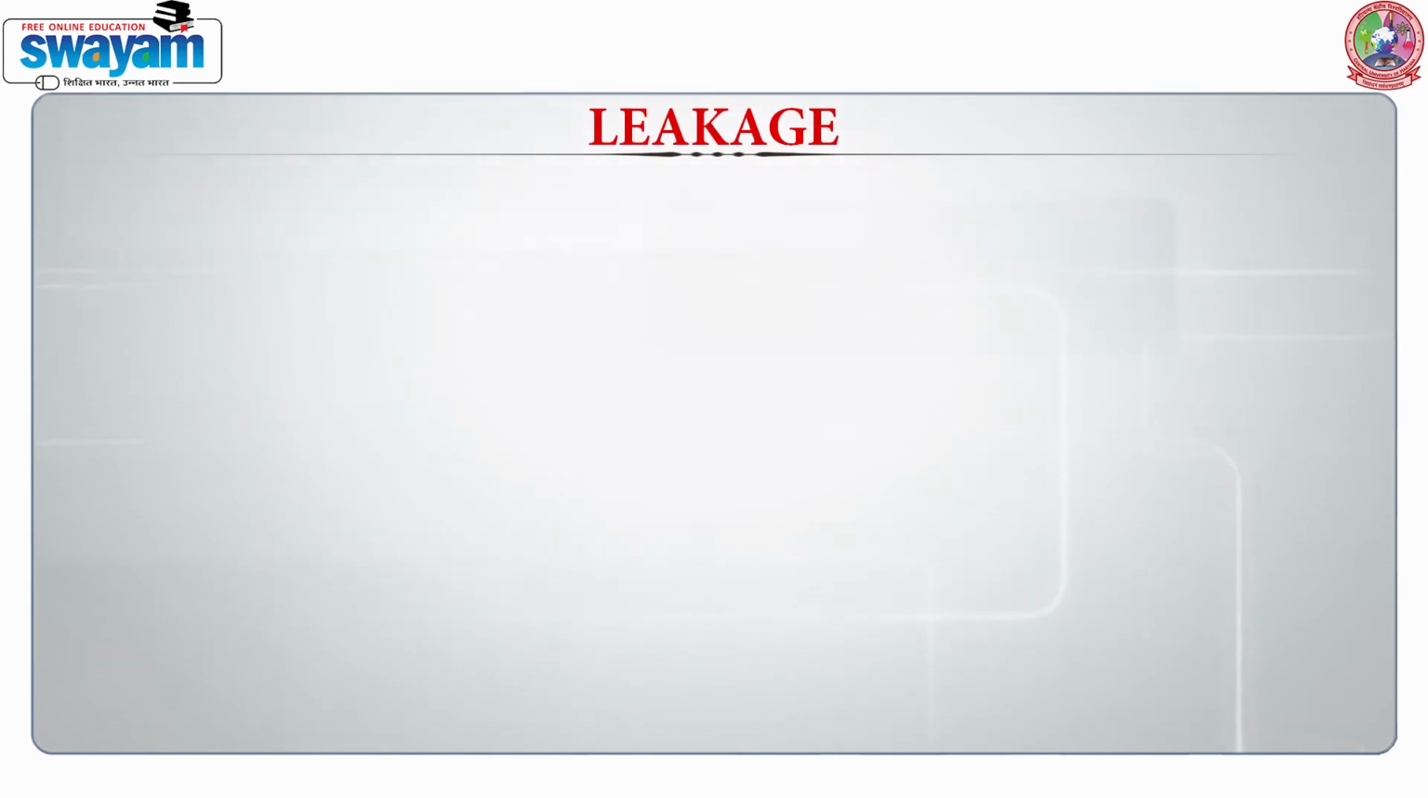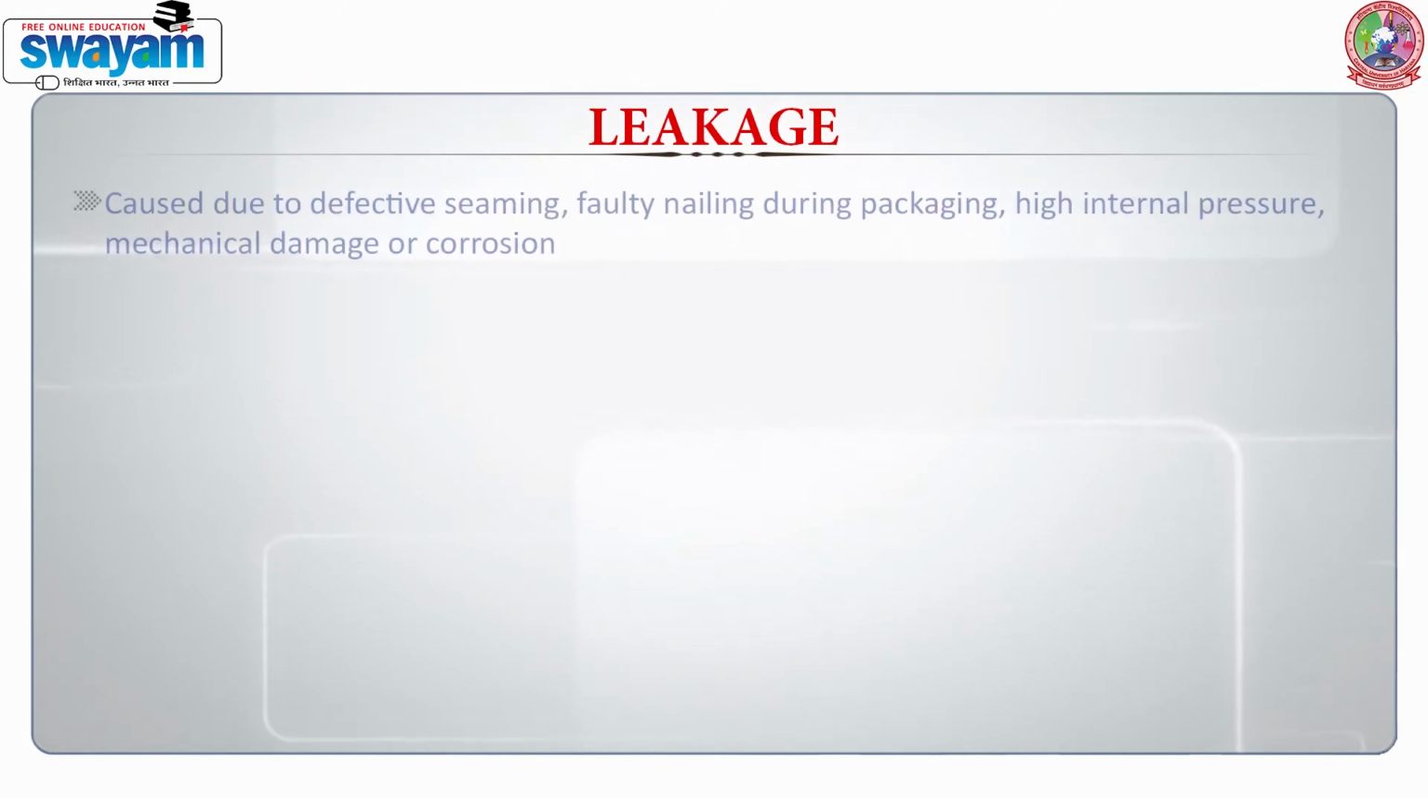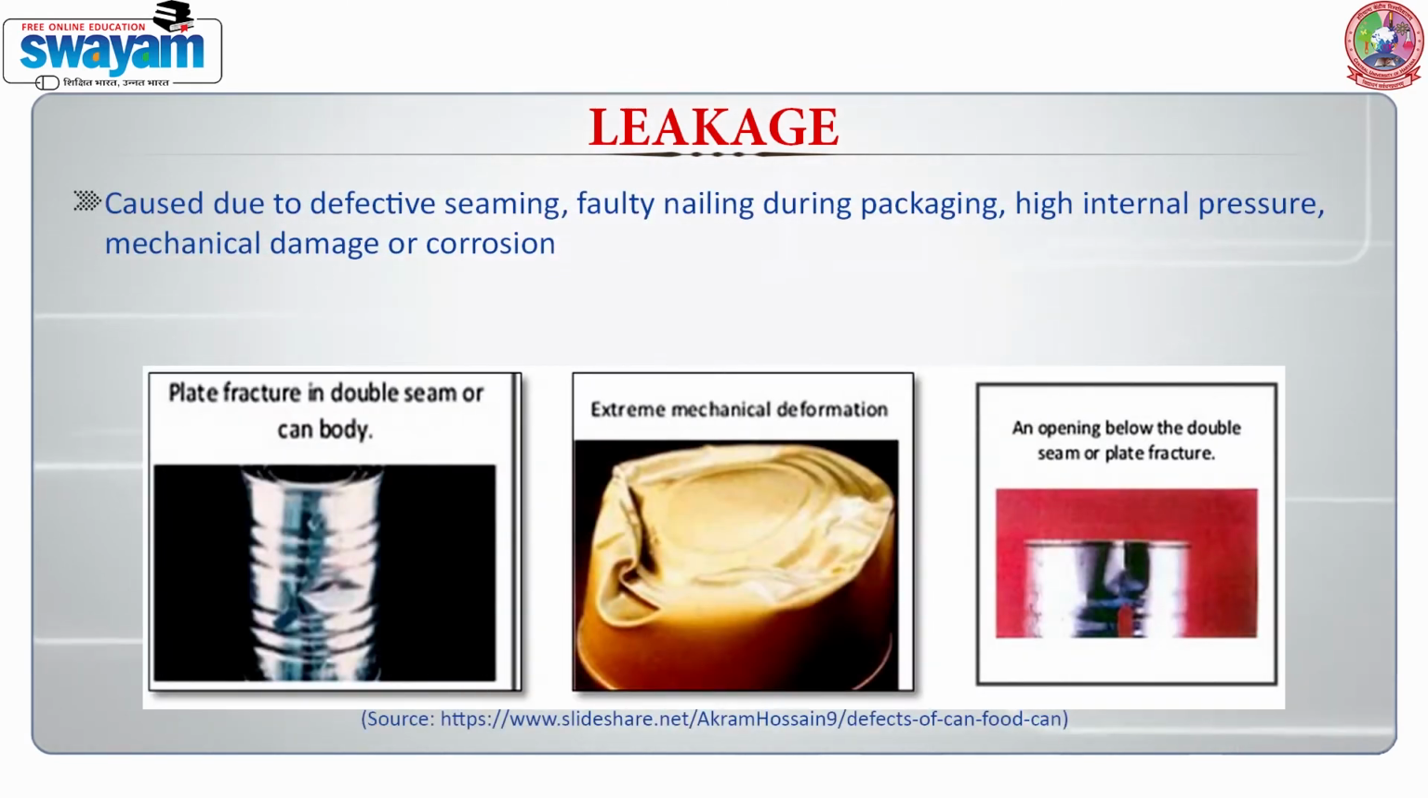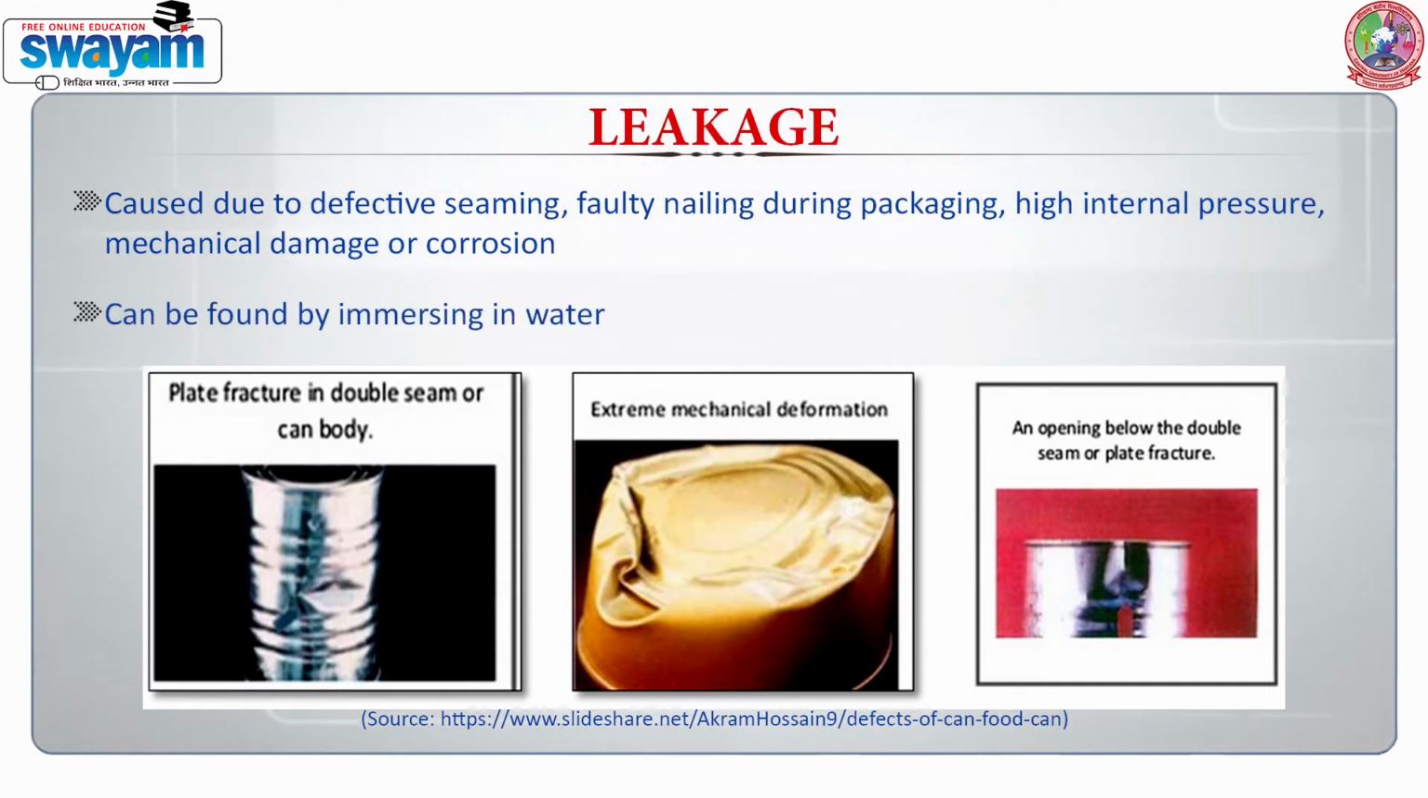Another type of spoilage is known as leakages. These are caused due to defective seaming, faulty sealing during packaging, high internal pressure, mechanical damage or corrosion, and it can be detected by immersing the can in water.